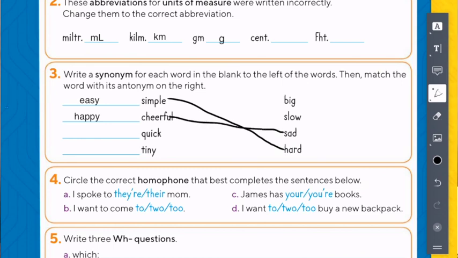And now is the time to pause the video and answer the next 2. Remember, write down the synonym and connect it to the antonym, the opposite, right? Pause the video. Ready? Okay, let's continue.